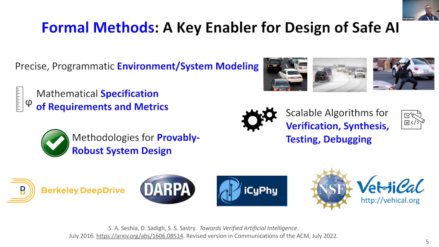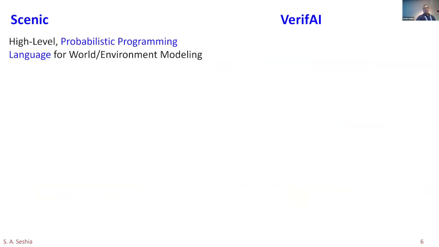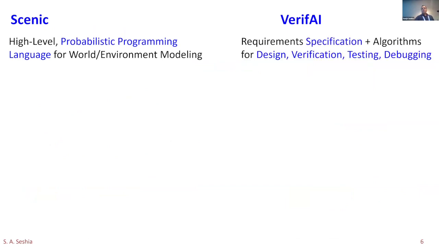Notably, right now, we are supported by a National Science Foundation open source ecosystem project. There are two open source tools that have come out of this, and that's really the focus of this tutorial today. SCENIC is a high-level probabilistic programming language for world modeling. Verify is the supporting backend toolkit for requirement specification and algorithms for the various steps in the design cycle.